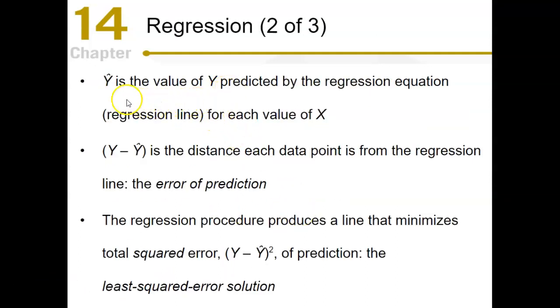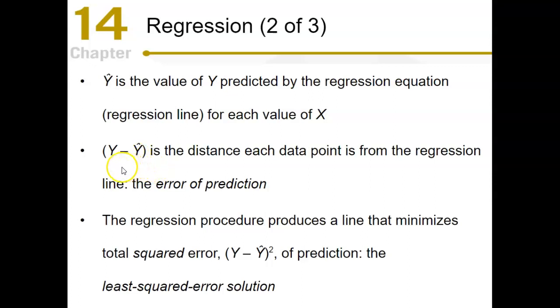So y hat, this y with the caret over it, is the predicted value at a particular x position. So y hat is all the points that are on the line that you would see for the data. So y is obviously what you actually got, right? So y is a data point, and y hat is the point on the line. So that distance, the difference between what was predicted and where the actual data point was, that's considered the error of prediction. So that's y minus y hat.